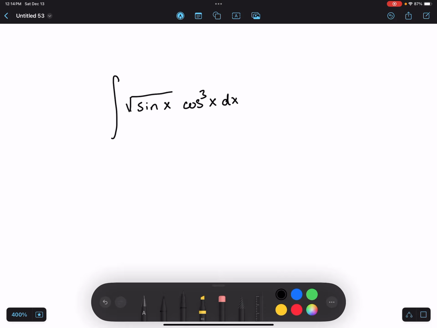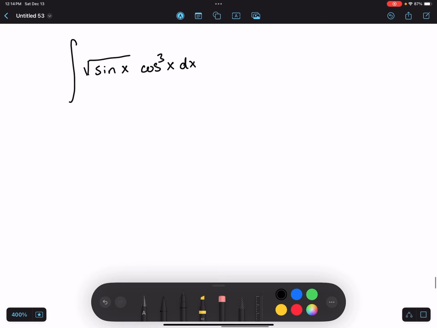Here we've got the trig integral, the square root of sine x times cosine cubed x. And to crack this one open, we'll need to do some trig expanding and then a u-sub.